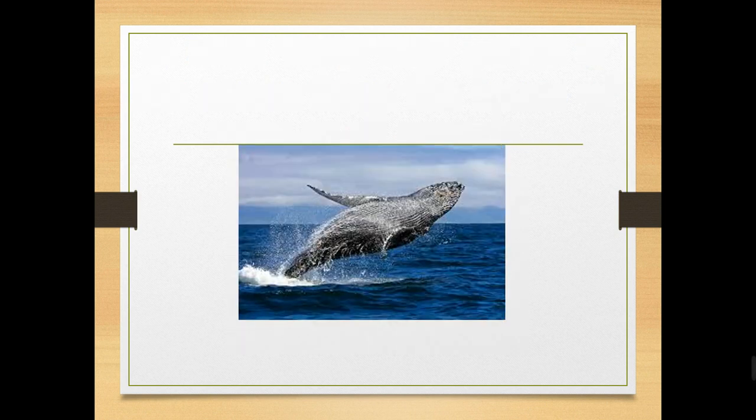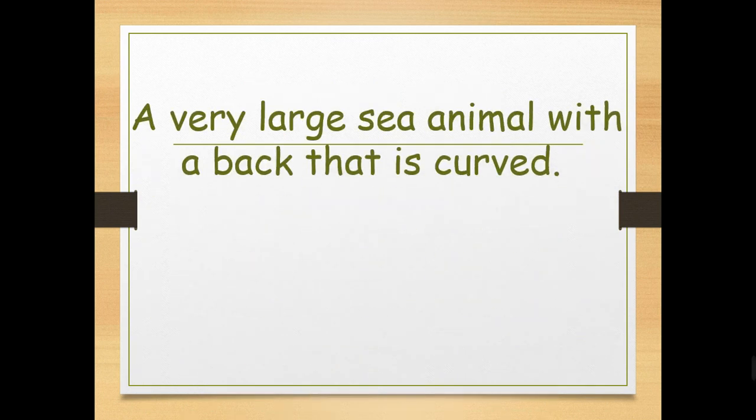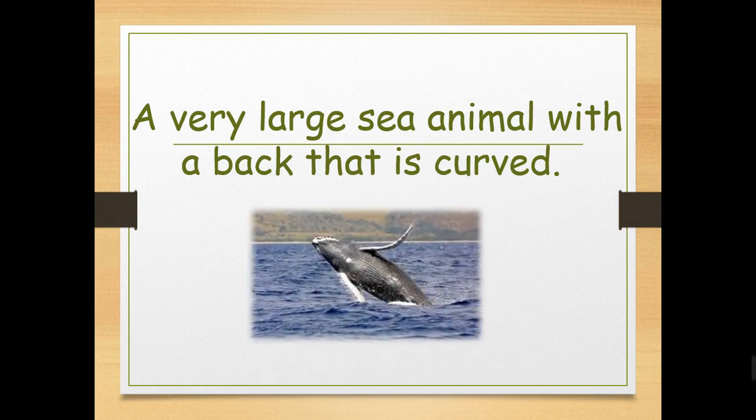Next we have this animal. What do you think is it? Let's see. It's called humpback whale. What is humpback whale? It's a very large sea animal with a back that is curved. So we call it humpback because its back is curved. It's not straight, so we call it humpback.